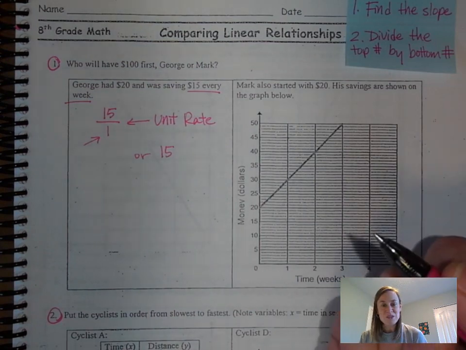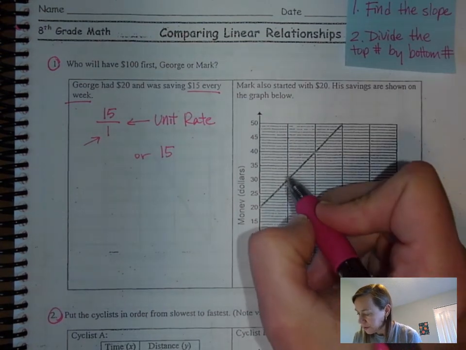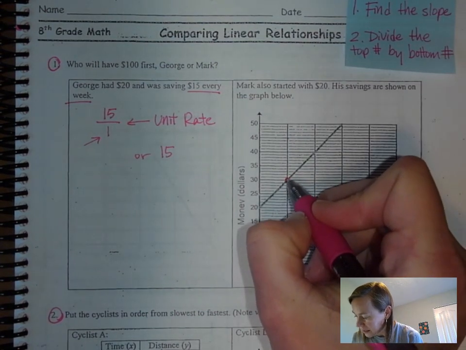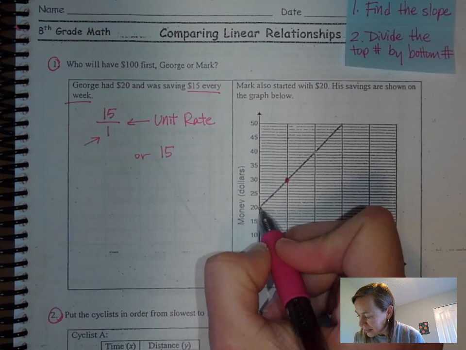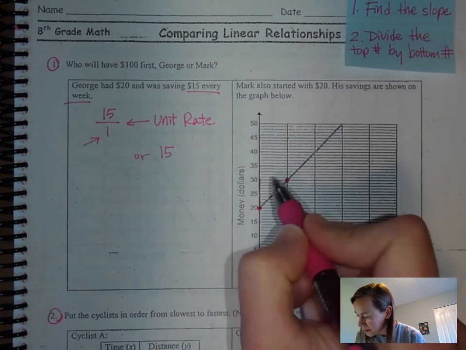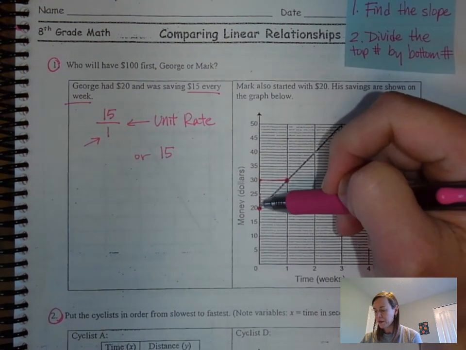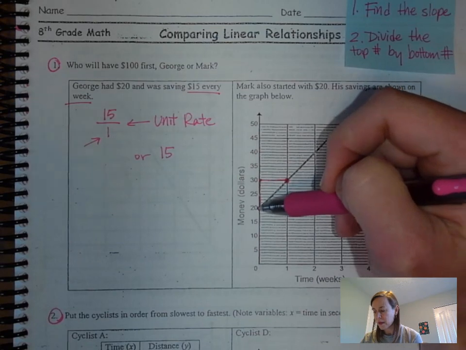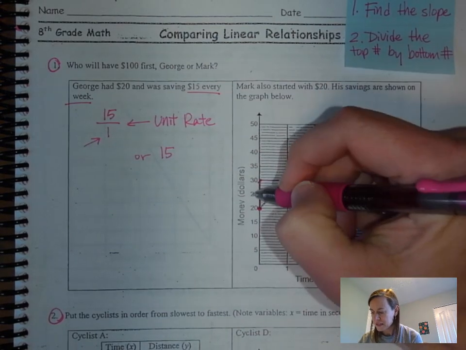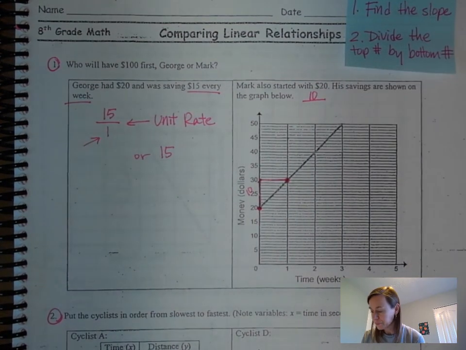So the first thing we need to do here is figure out the slope of this line. So here's a nice neat intersection point here, and there's also a nice neat intersection point here. And let's just draw our little stair step like that. So how much are we increasing here? We're going from 20 to 30, so that's going to be an increase of 10, right? So we'll put that for our top number for the slope.